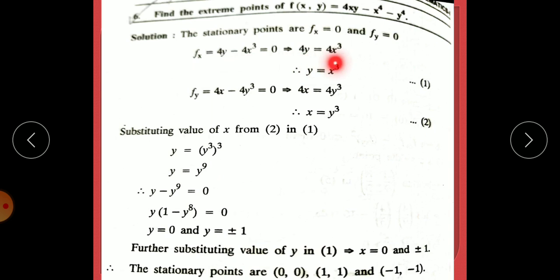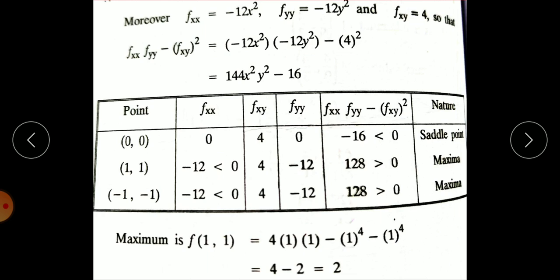f_x value is actually 4x cubed. So f_xx means 4 times 3 is 12, 12x squared will come. So f_xx is 12x squared, and f_yy is minus 12y squared, and f_xy is 4. Now we have to substitute in the formula f_xx f_yy minus f_xy the whole squared.